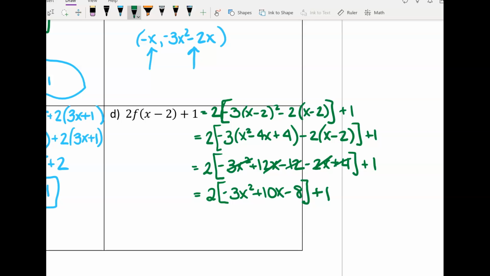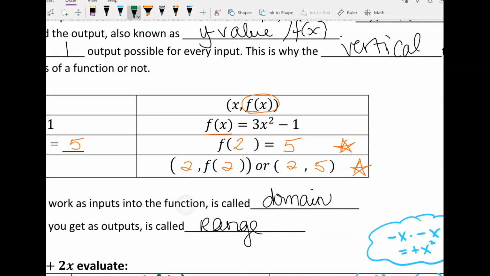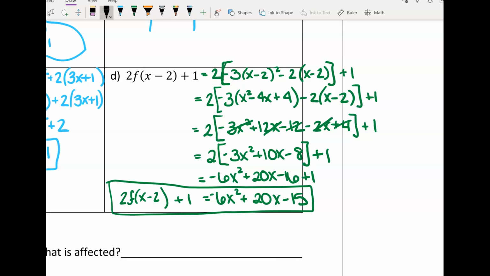We need to distribute the 2 before we can add the 1. Why? Because order of operations, we multiply first. So negative 6x squared plus 20x minus 16 plus 1 equals negative 6x squared plus 20x minus 15. And I'm not going to try to factor out a greatest common factor. I'm not going to try to factor the quadratic at all because it doesn't say to. My directions said evaluate. It didn't say simplify. Okay, so that is our final answer. Some of you it might bother. I'm sorry. Okay, you need to just be okay with that.